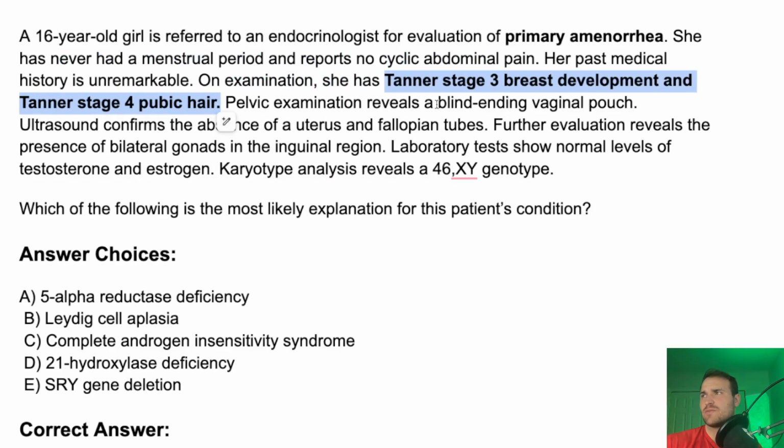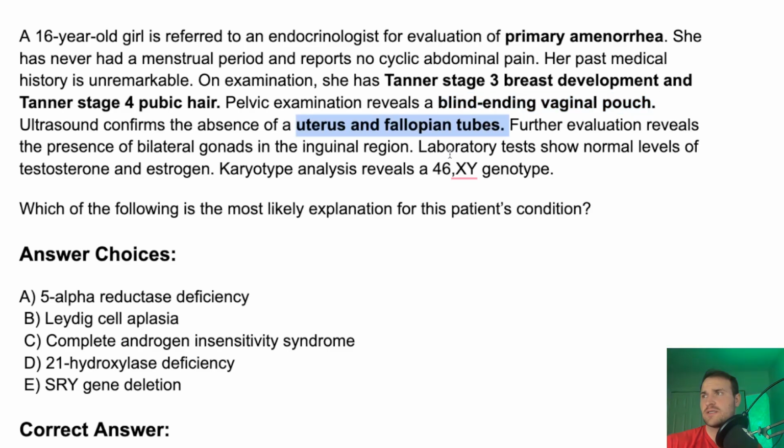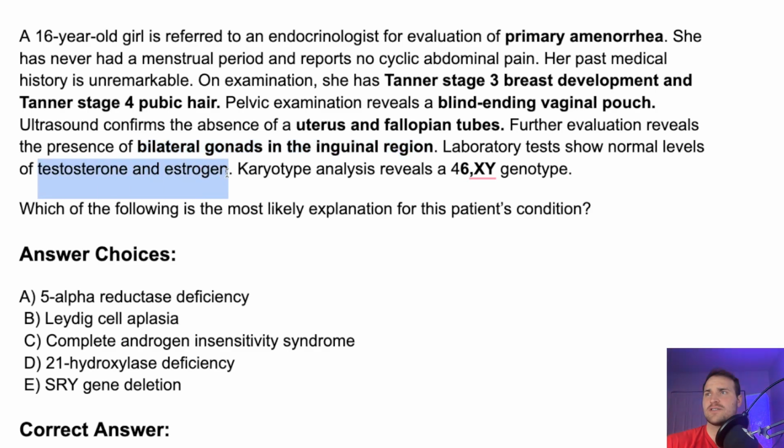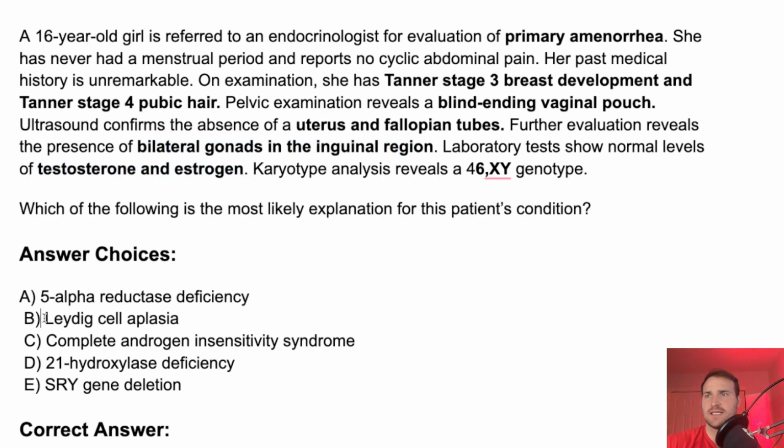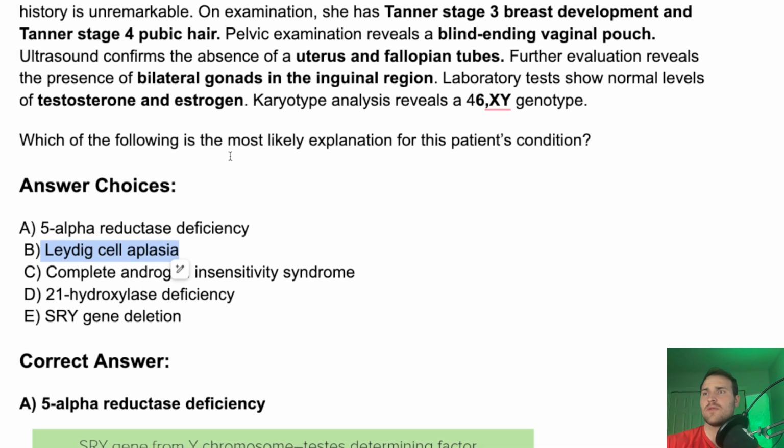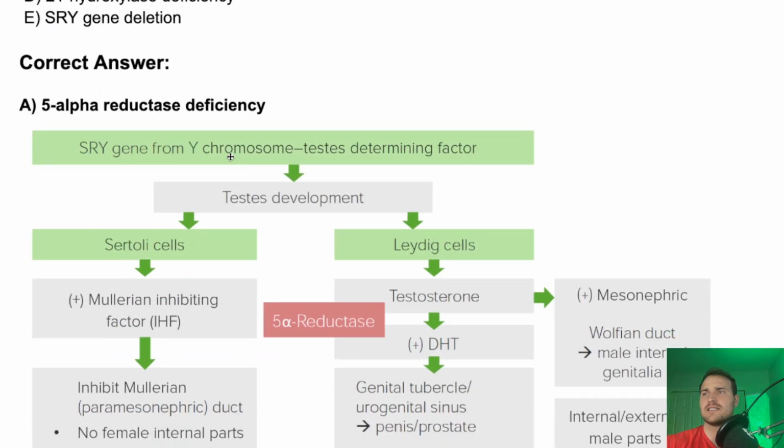Pelvic examination reveals a blind-ending vaginal pouch. Ultrasound confirms the presence of a uterus and fallopian tubes, and it's XY, interestingly. And there is presence of bilateral gonads in the inguinal region. Normal levels of testosterone. Normal levels of testosterone says that Leydig cells are fine, so it's not aplasia. And also, we wouldn't even see the testes forming if it were aplasia. So this is going to be 5 alpha reductase deficiency.